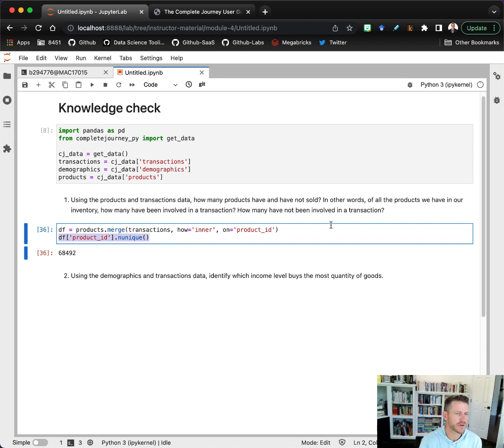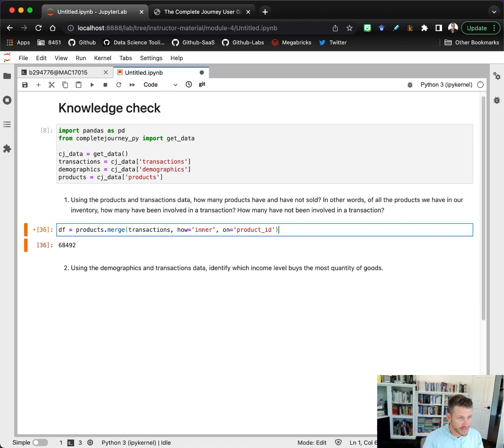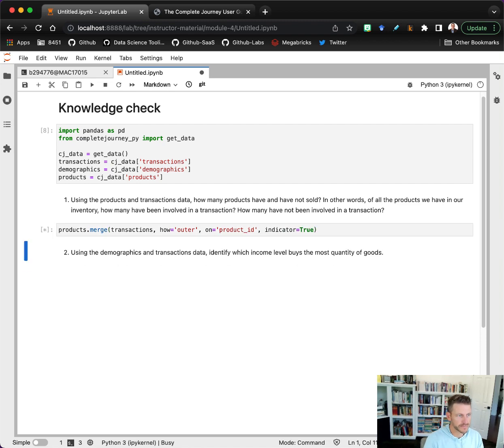But the next question is, how many of these products have not sold or have not been involved in a transaction? Well, that's a little bit harder to get to. To answer that one, we are going to merge just like we have here, except instead of doing an inner merge, let's do an outer merge, and we want to turn on indicator equals true.